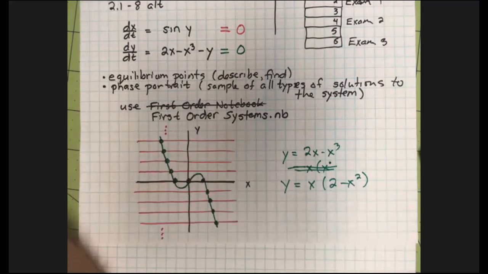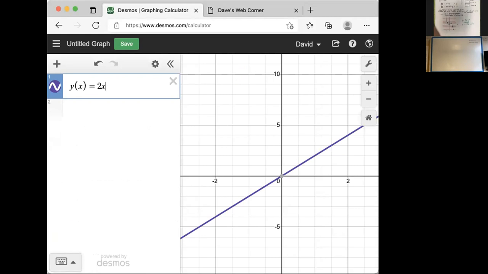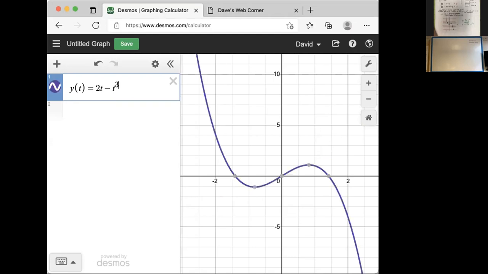If I wanted to mock that up in a more accurate way, of course, I would pull something out like Desmos, right? Let's try it. Let's try y of x equals 2x. I should be true to my t's. As long as I say y of t equals 2t minus t cubed, then Mathematica will interpret t as the independent variable. And then the horizontal lines, y of t equals k times pi.